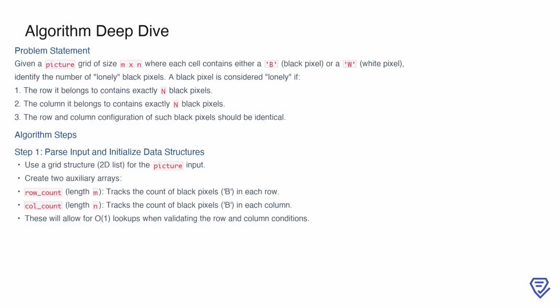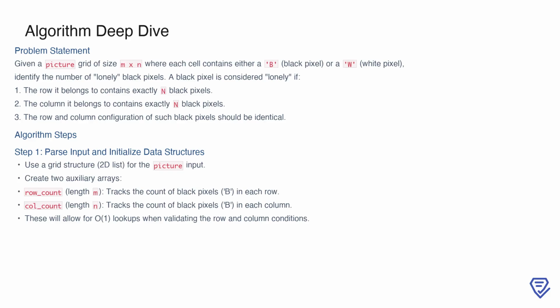The problem requires us to identify lonely black pixels in a grid. A black pixel is considered lonely based on three conditions: the row it resides in must contain exactly n black pixels, the column it resides in must also contain exactly n black pixels, and the row configuration of such black pixels must be identical to the configurations of other rows contributing to the column counts.